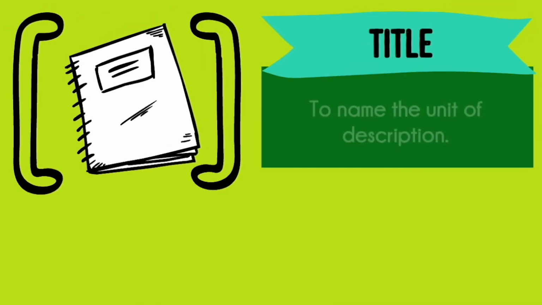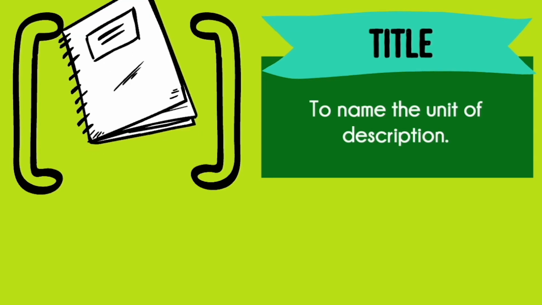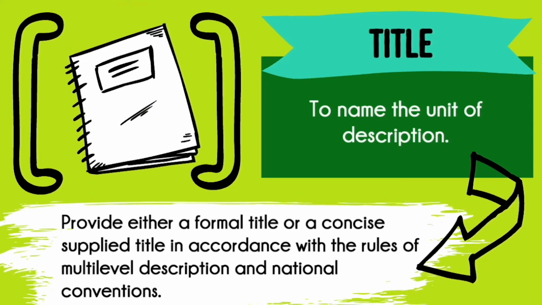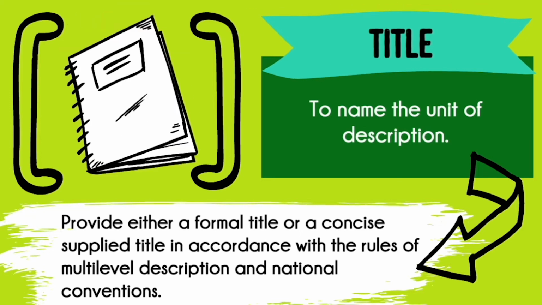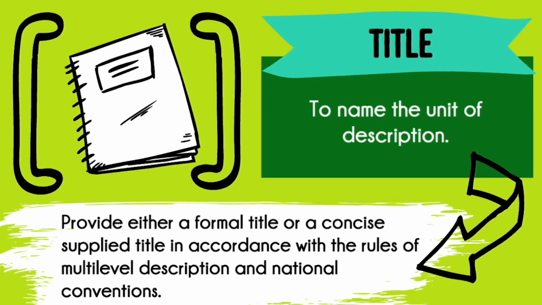The next core element is the title. Its purpose is to name the unit of description. In here, the archivist must provide either a formal title or a concise supplied title in accordance with the rules of multi-level description and national conventions.